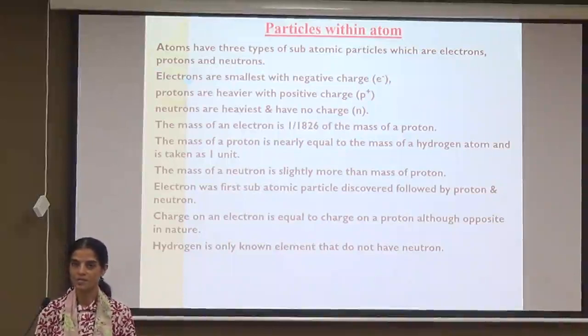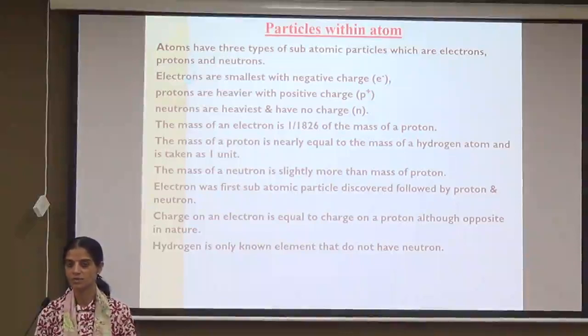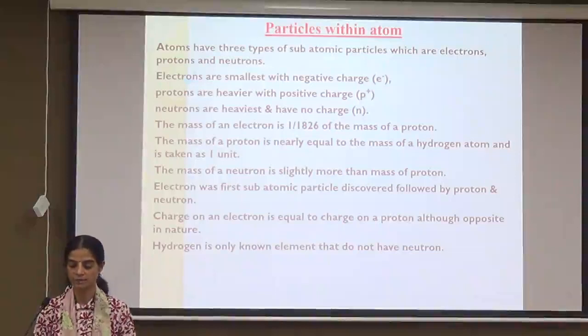Electrons are the smallest as they have negative charge. Protons are heavier than electrons with positive charge. Neutrons are heaviest and have no charge on them.